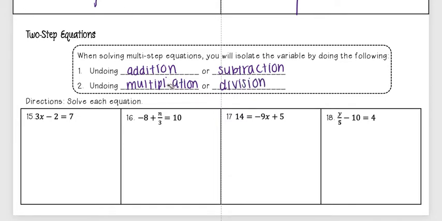So when you look at an equation, if there's anything added to that, you're going to move it first. Anything subtracted, move that first. After that, do the multiplication or division.